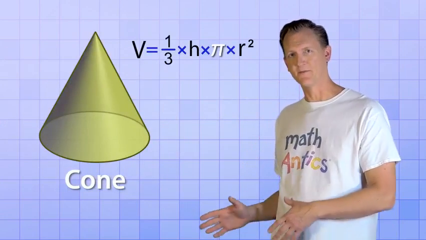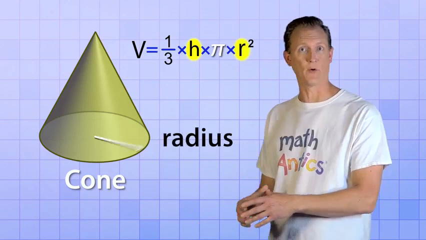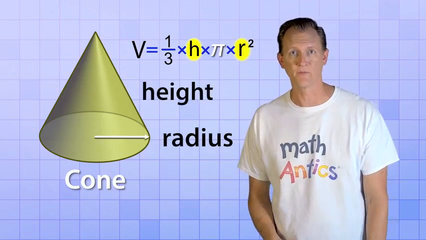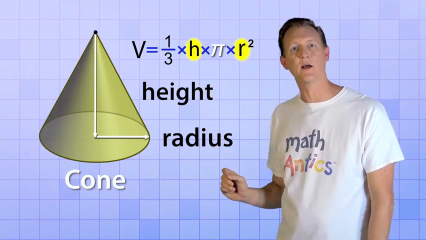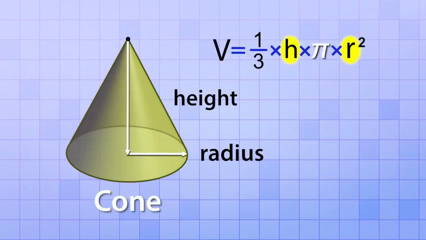To use our formula to find the volume of a cone, we need to know 2 things: the radius of the circle that forms the base of the cone, and the height of the cone, which is similar to the height of a triangle. It's the distance from the point at the tip of the cone straight down to the center of the circular base. The radius of the base of this cone is 3 feet, and its height is 9 feet.